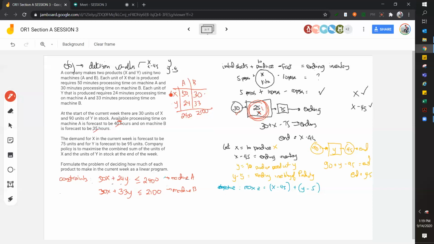Again, di ba napag-usapan natin, what if 25 pieces lang? So, magiging negative yung ating value. Yung ating ending, which is ayaw naman nating mangyari, di ba? How can we make our ending inventory positive? Given itong diagram na to, dapat yung ating X ay ano, gaano ka. Anyone?